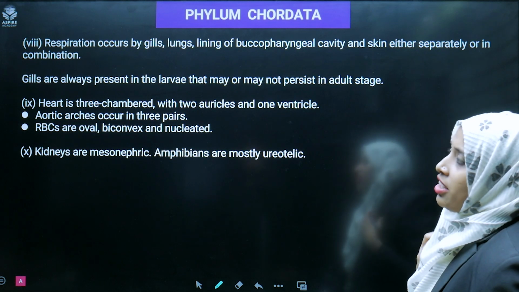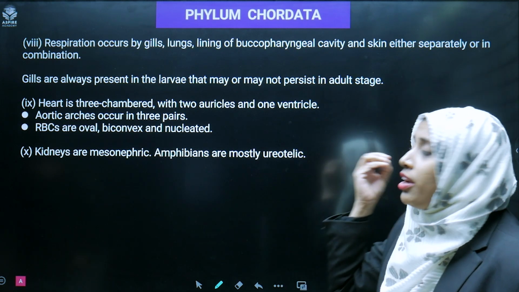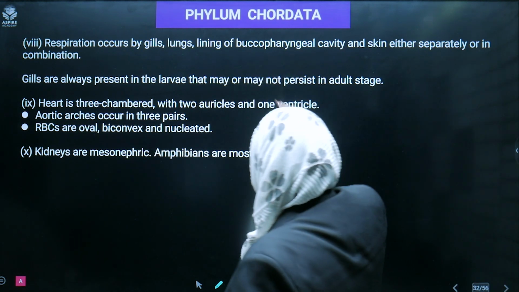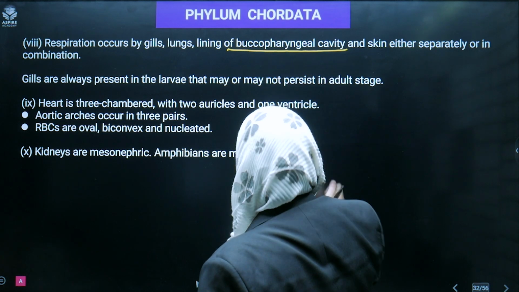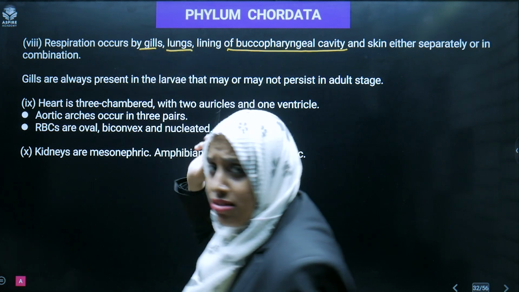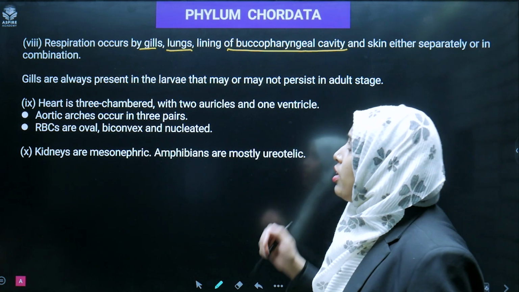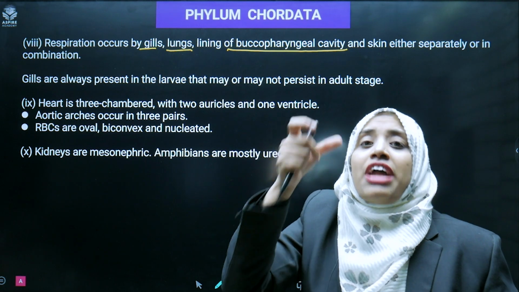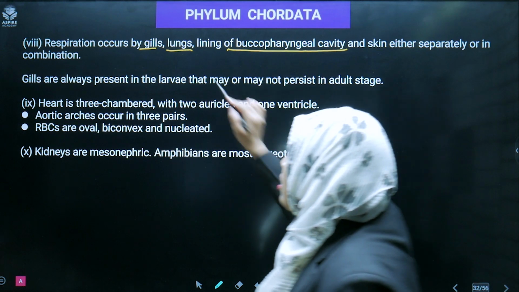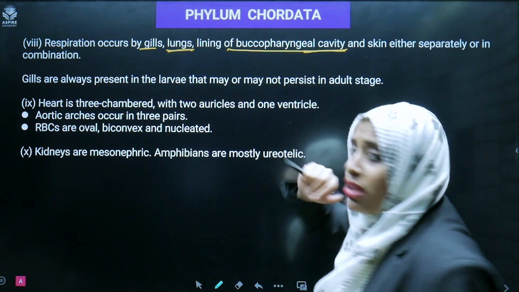So respiration occurs by gills. Okay, so amphibians में respiration कैसे होता है? By the help of gills, and there are other organs like the linings of the buccopharyngeal cavity, gills, lungs. So these are the various organs which help in respiration. Okay, so when they are in water, generally tadpole, they have gills. Then frog, they have lungs. Even the lining of the buccopharyngeal cavity helps in the respiration.